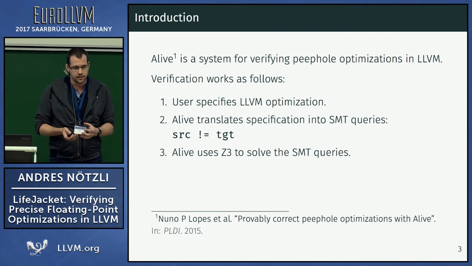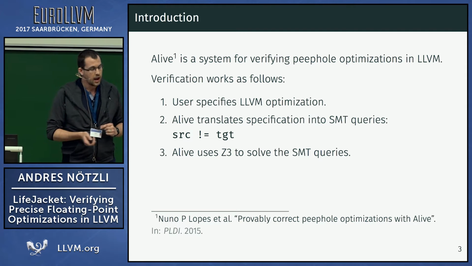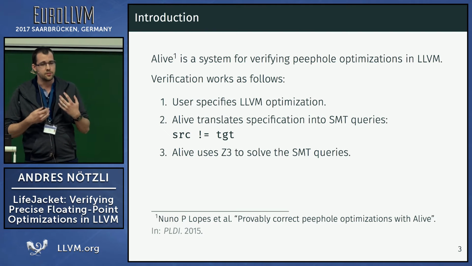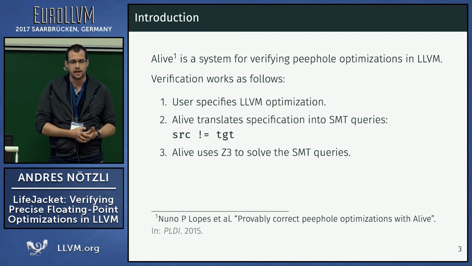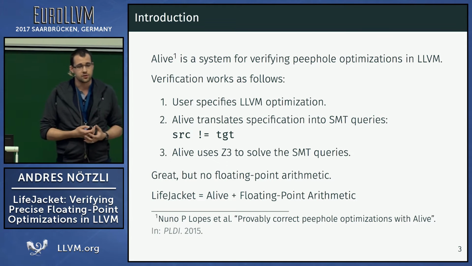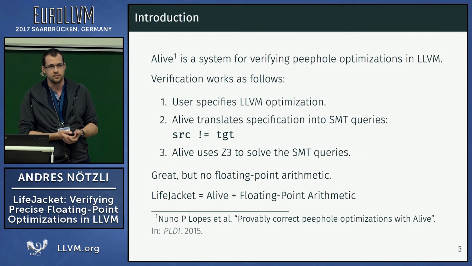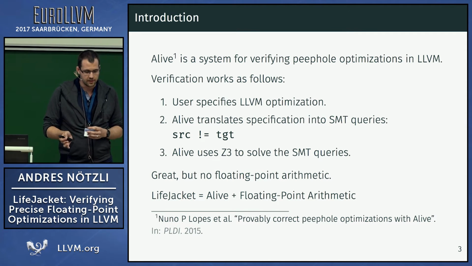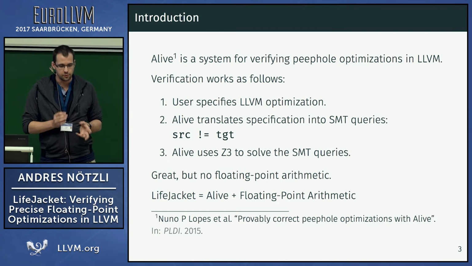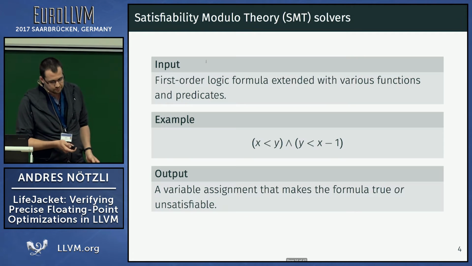Alive then translates this specification into a series of SMT queries, and I'm going to talk about SMT solvers in just a little bit. And then Alive uses an SMT solver called Z3 to either verify that an optimization is correct or find a counterexample that says why the optimization is incorrect. And while Alive is great, it unfortunately didn't support floating point arithmetic, and this is where the idea came from to extend it with support for floating point arithmetic. Now, as a full disclaimer, I should mention that some of the original authors of Alive simultaneously also extended Alive with support for floating point arithmetic.